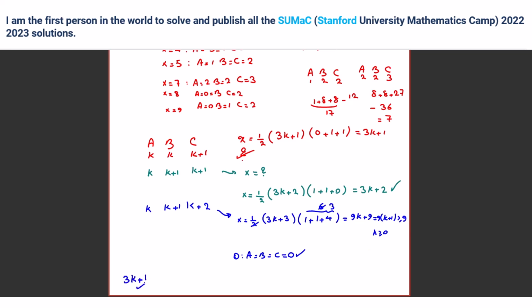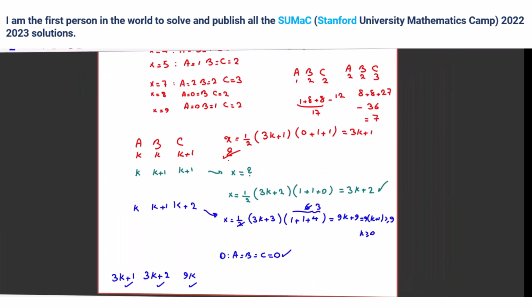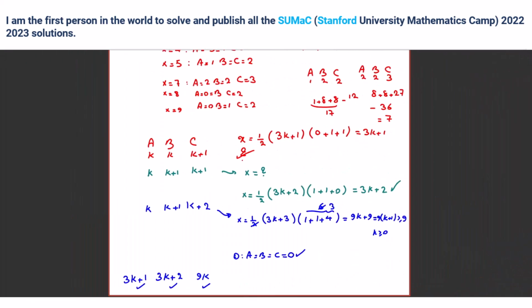k plus 1 was possible. 3k plus 2 was possible. 9k possible. So what numbers are left that we should check? Oh, sorry, 3k plus 3 we should check. No, 3k plus 3. So look, 3k plus 3 is here. 9k is inside. Agreed? I want to only check numbers that are outside of this, numbers that are left. They have what forms?